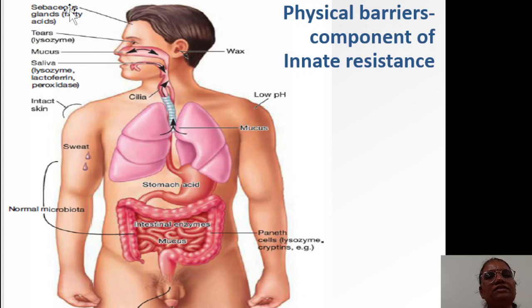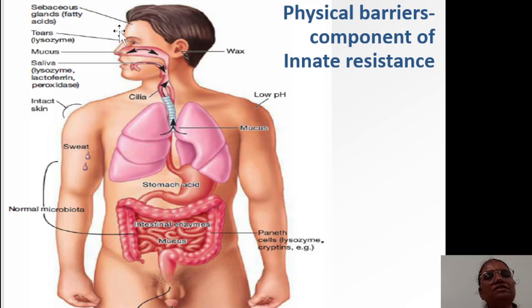The sebaceous glands, an integral part of the skin, as well as sweat glands, both of them are components of the intact skin. They are highly useful mechanisms by way of their secretions and components preventing microbial sustenance, and the intact skin itself is acting as a physical barrier.